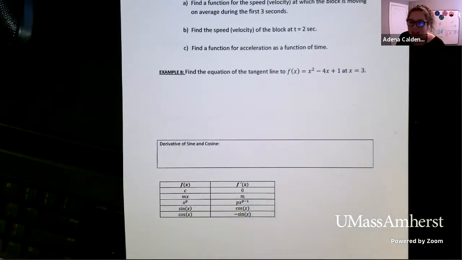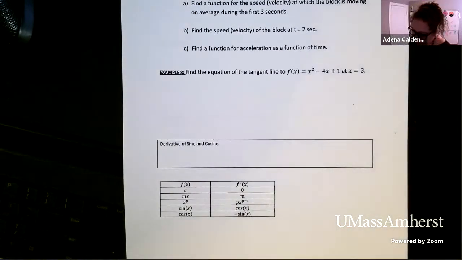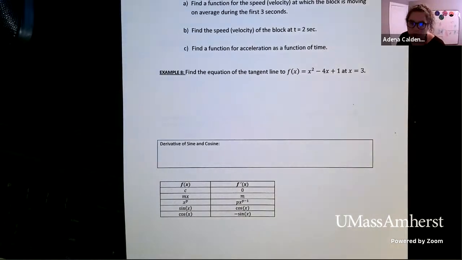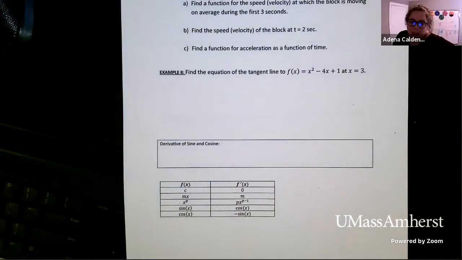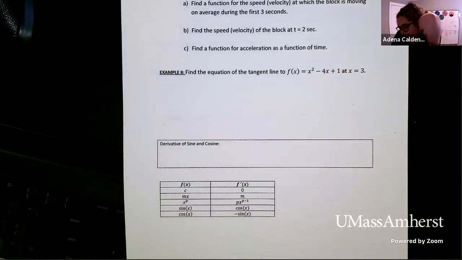But the main application that you are going to have to do on mini quizzes, on chapter quizzes throughout chapter 3 is this example 8, which is find the equation of the tangent line to f of x equals x squared minus 4x plus 1 at x equals 3. And so I want to make sure we spend quite a bit of time on doing this because you're going to see this in a lot of ways. And so we want to talk about how we can use what we've learned about the derivative formulas in addition to what we know about tangent lines to answer this question.